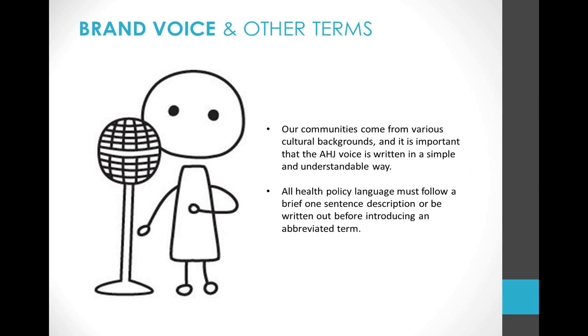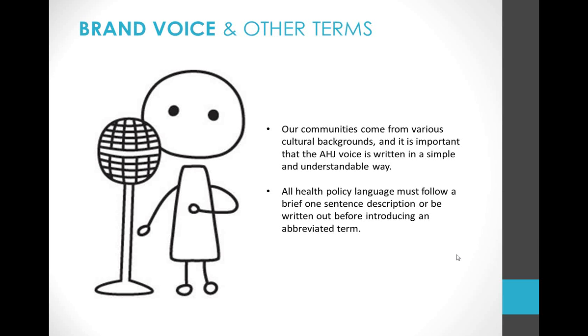And going back to that, our communities come from various cultural backgrounds, and it's important that the Action for Health Justice voice is written in a simple and understandable way. All health policy language must follow a brief one-sentence description or be written out before introducing an abbreviated term. So, for example, before you use the term CBO, you would say community-based organization, parentheses, CBO, and then a description of what community-based organizations are. So there's a list of terms within the style guide that will give you a description and some ideas of how you can write it and introduce those terms to people who may not be familiar with them.